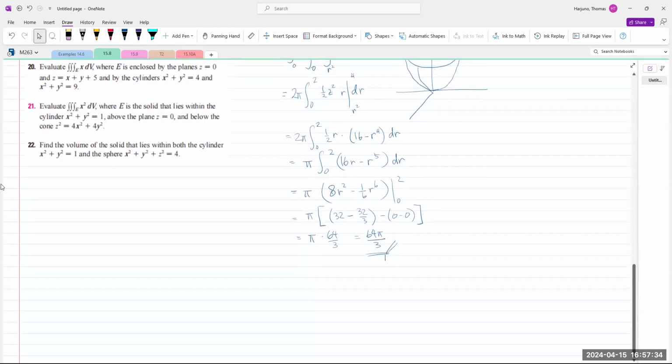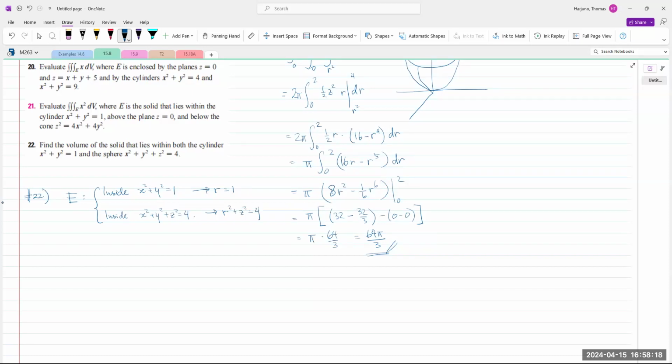Number 22. Find the volume of the solid that lies within both. So the solid E is inside x squared plus y squared equals 1, and inside x squared plus y squared plus z squared equals 4. Oh, wow. Okay, so this is for r equals 1, and this is r squared plus z squared equals 4.